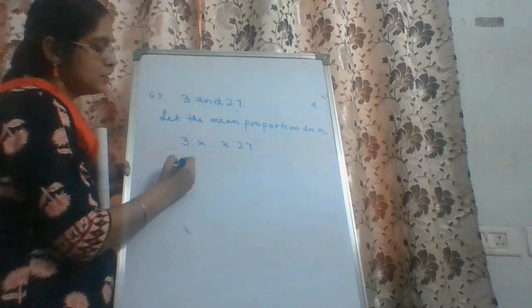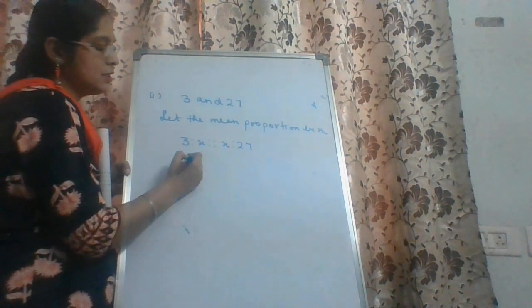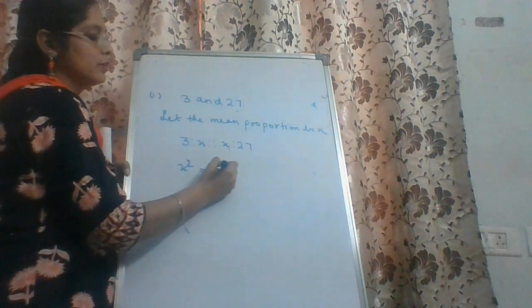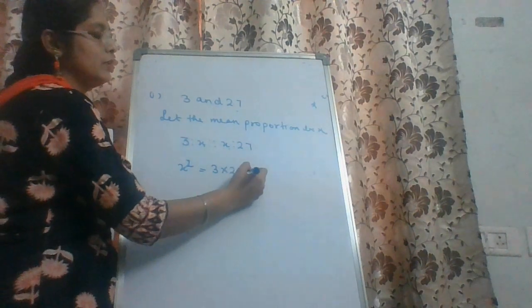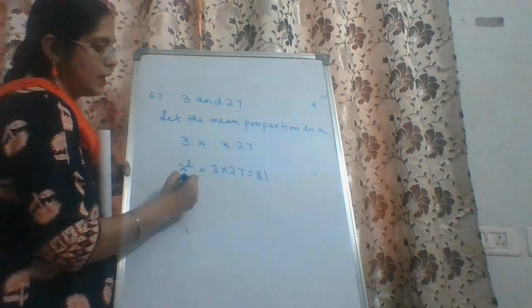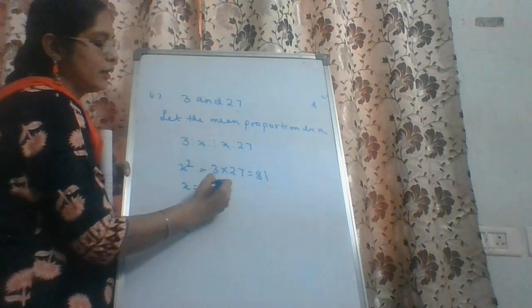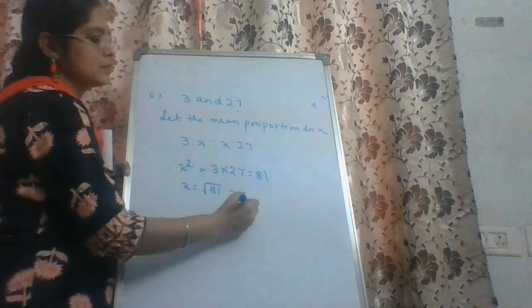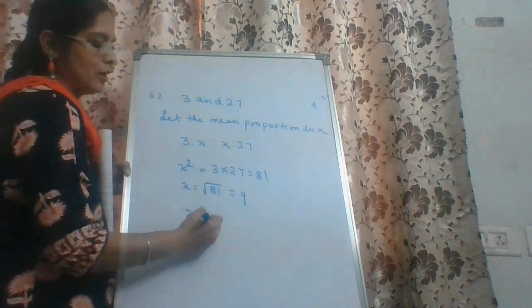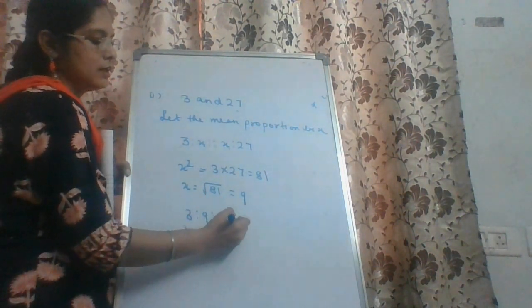Product of extremes equals product of means. x multiplied by x, x square, is equal to 3 multiplied by 27, which is 81. We all know 81 is the square of 9, so I can write this directly also. So x is equal to 9. 3 is to 9 proportional to 9 is to 27.